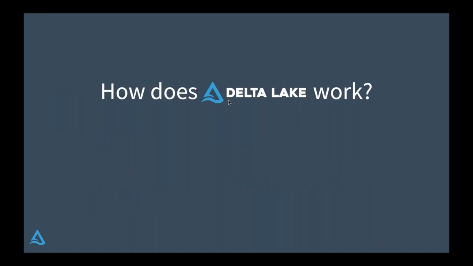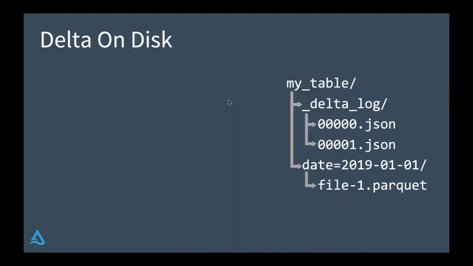So now that I've been over the high level, what is Delta? Why should you care about it? I want to go into the nitty gritty details of how Delta actually works, because it sounds almost too good to be true that we can bring these full ACID transactions into a distributed system like Apache Spark and still maintain good performance. So first of all, let's start by looking at what a Delta table looks like when it's actually stored out on disk.